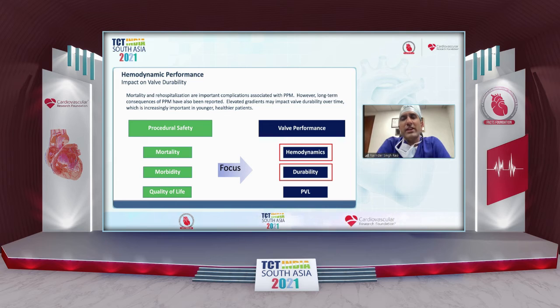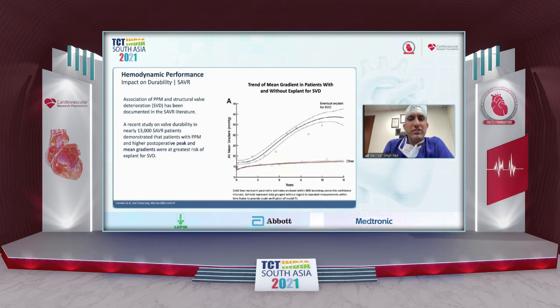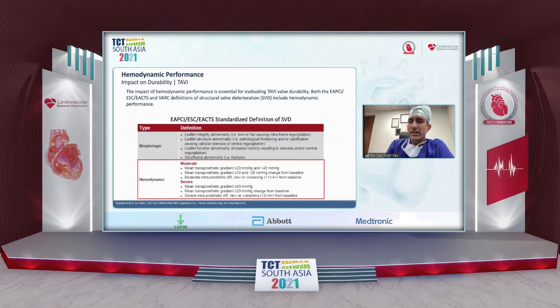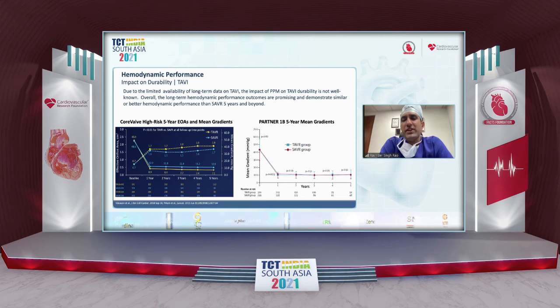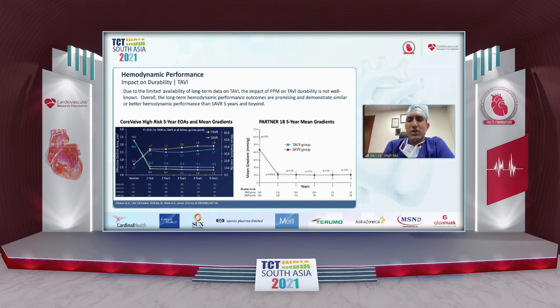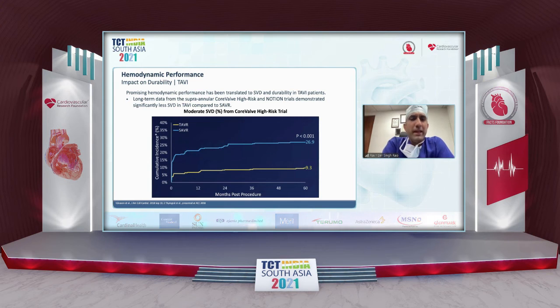But clearly, if the hemodynamics are better at the beginning, probably those leaflets will last longer, because those leaflets have less stress on them, and probably they're going to have lesser structural deterioration. Again, we know this data from the PARTNER trial as well as the CoreValve High Risk registry. The 5-year effective orifice area of a supraannular valve is more than the effective orifice area of an intraannular valve. Now, this I already discussed from the NOTION trial.